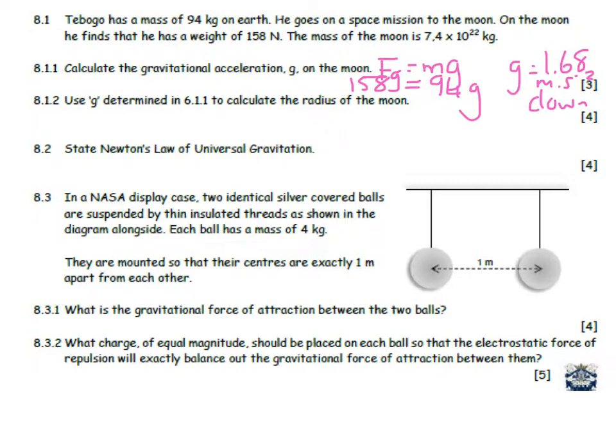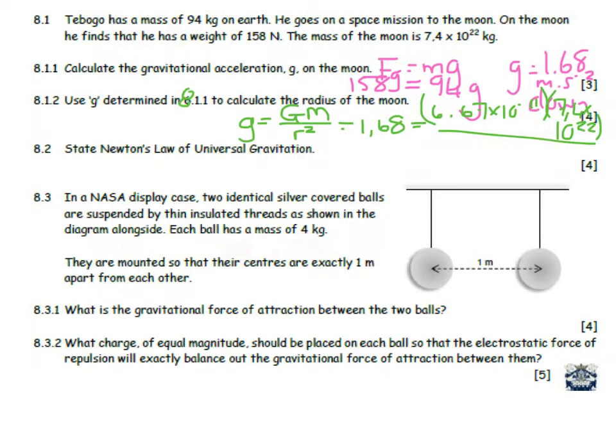Then you're going to use g in 8.1 to calculate the radius of the moon, and you are going to first say that you've got g is equal to G mass of a planet over radius of a planet squared. I've got 1.68, I've got 6.67 times 10 to the negative 11. I've got the mass of the moon is 7.4 times 10 to the 22, and when I divide that with r squared, don't forget to square root at the end, and your r turns out to be 1.71 times 10 to the 6 meters.